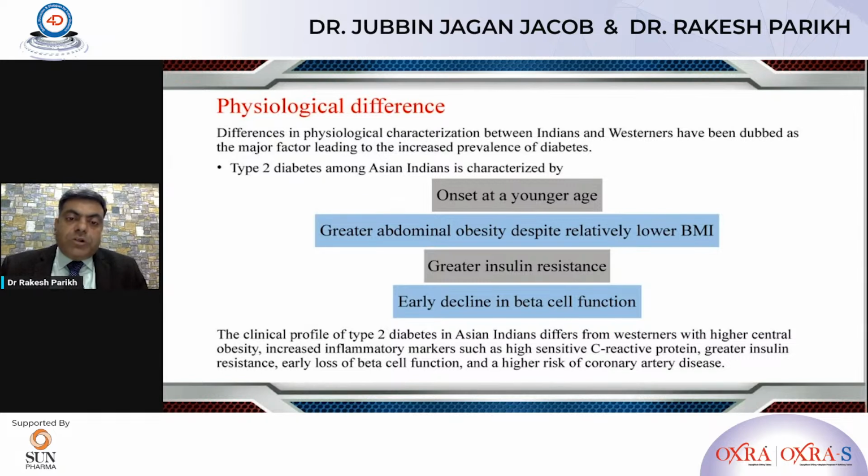And then we also have early decline in beta cell function. So Indians, when they are diagnosed diabetic, have already lost a lot of beta cells, and the beta cell loss is further progressive, and it is faster as compared to the Western population.